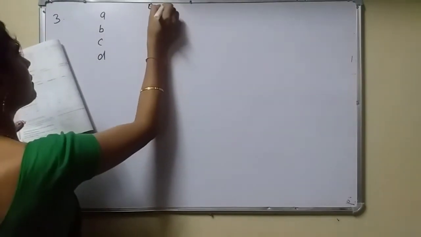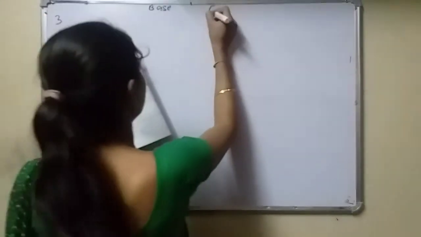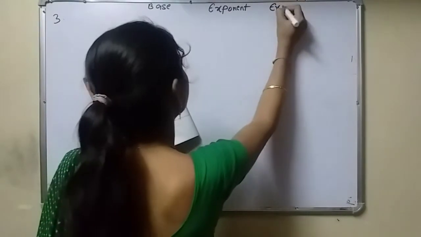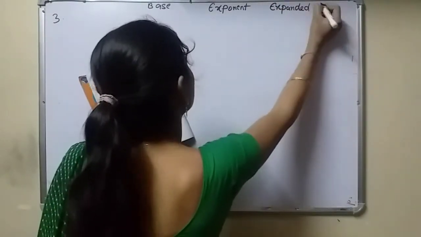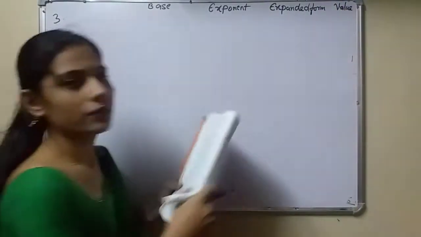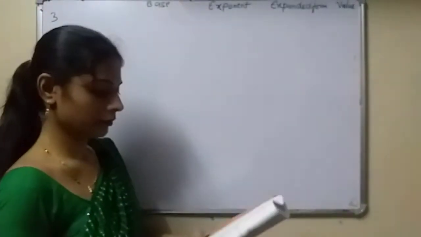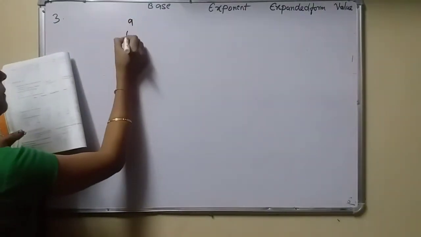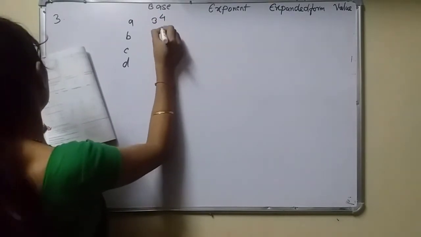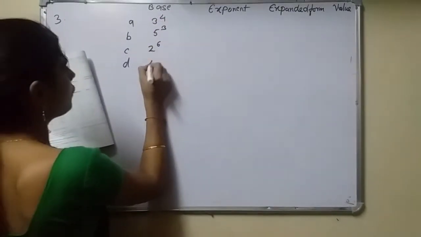Fill in the boxes with appropriate answer. See here A, B, C, D: base, exponent, expanded form, and value. This one you have to write in your notebook. A, B, C, D. First of all, 3 to the power 4, 5 to the power 3, 2 to the power 6, 4 to the power 2.